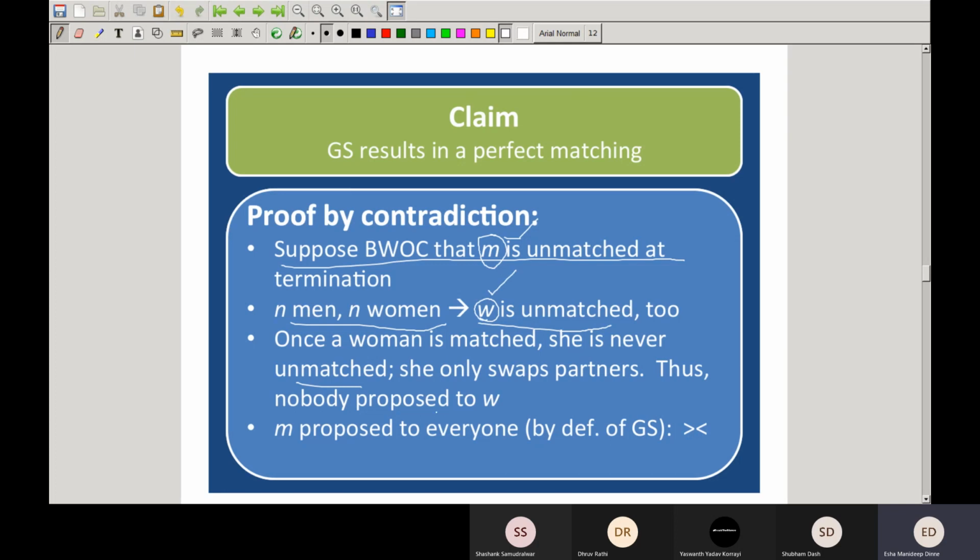Because she is unmatched, nobody proposed to W. But because the loop ended, M proposed to everybody and still was left unmatched. That is a contradiction, because we clearly saw that if a woman is unmatched, nobody proposed to her. But we also know that the loop terminated, so M proposed to everybody. So that in itself is a contradiction. So the claim that there is a person who is unmatched at termination is wrong.